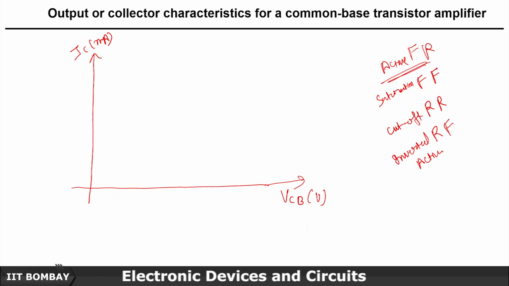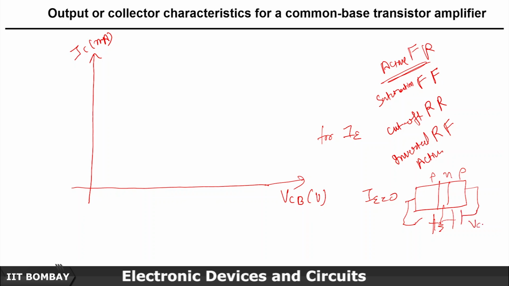So we are just talking about this at this moment, and in these output characteristics we would like to see how IC and VCB vary for different IE. Let's discuss first the case where IE is equal to 0. In such a scenario, let's say you have a PNP transistor, so this is open circuit, and some voltage VCB is there.